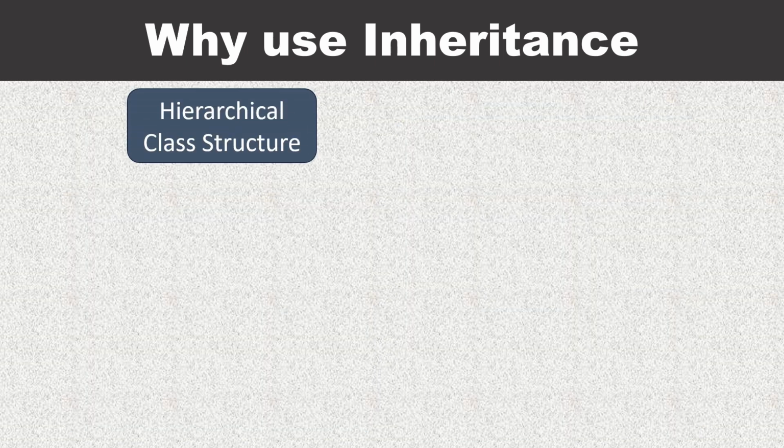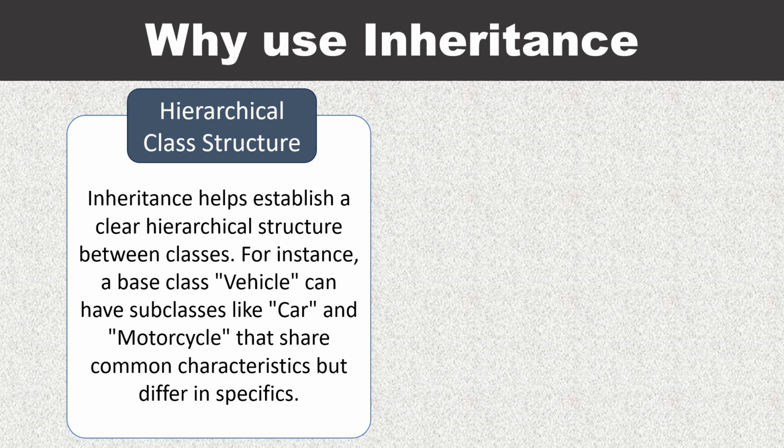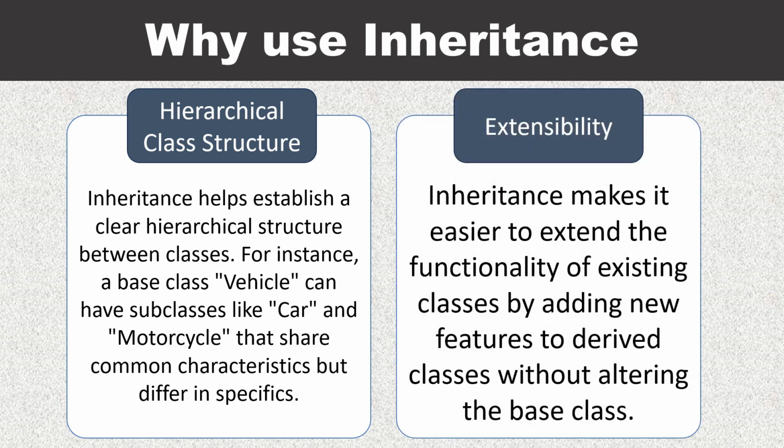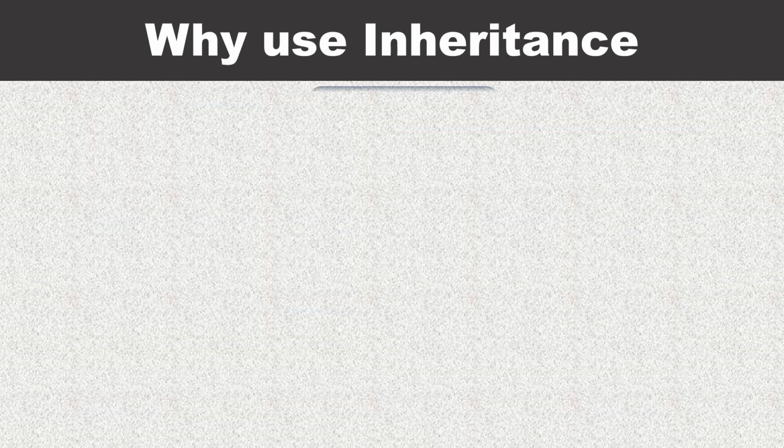Hierarchical class structure. Inheritance helps establish a clear hierarchical structure between classes. For instance, a base class Vehicle can have subclasses like Car and Motorcycle that share common characteristics but differ in specifics. Extensibility. Inheritance makes it easier to extend the functionality of existing classes by adding new features to derived classes without altering the base class.